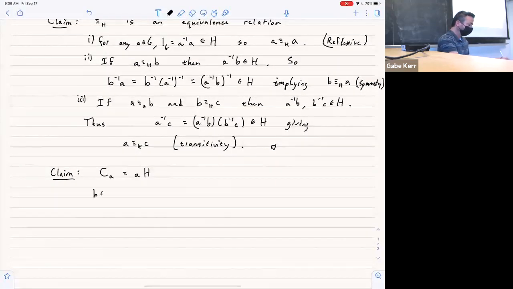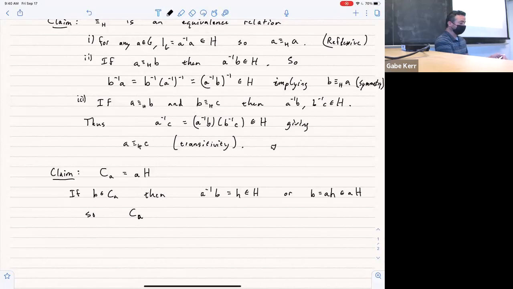Okay, if B is an element of the equivalence class of A, then B is congruent to A, so A inverse B is an element of H. Let's call it little h, an element of H. Multiplying both sides by A, we get B is equal to A h on the left, which is an element of A H. So that says that the equivalence class of A is contained in this left coset.